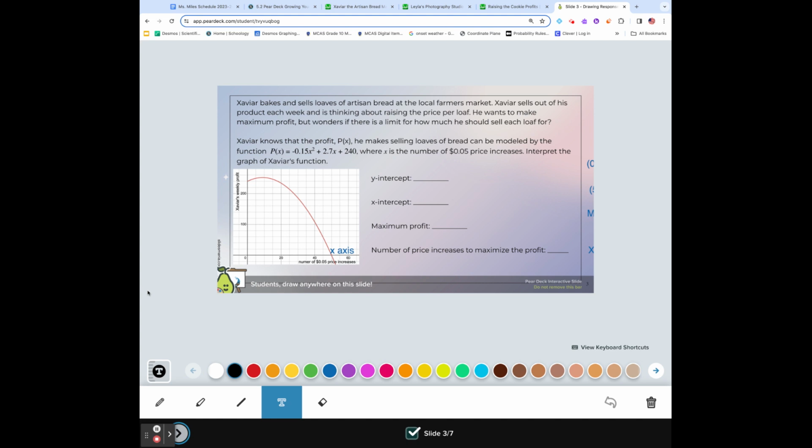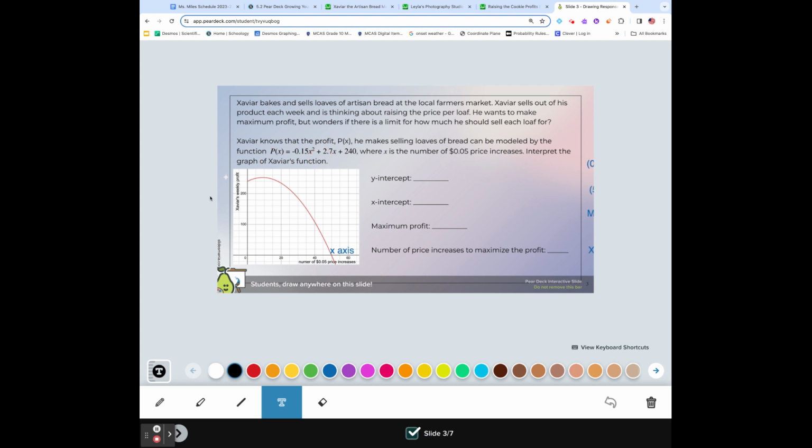All right, we're on slide number 3. Xavier bakes and sells loaves of artisan bread at the local farmer's market. Xavier sells out of his product each week, and he's thinking about raising the price per loaf. He wants to make maximum profit, but he wonders if there's a limit for how much he should sell each loaf for. Xavier knows that the profit P of x he makes selling loaves of bread can be modeled by the function P of x is equal to negative 0.15x squared, so it's a quadratic function, plus 2.7x plus 240, where x is the number of 5-cent price increases.